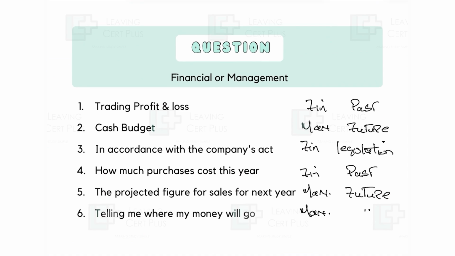Okay, so these are the questions. Trading profit and loss account is financial. Why? Because it's past events. The cash budget is management because it's about the future. If something is in accordance with the Companies Act, that means it's legislation, and the legislation involved will only relate to financial.